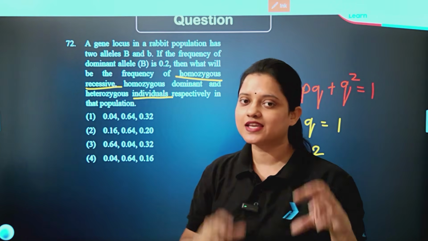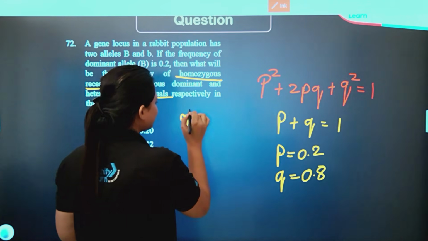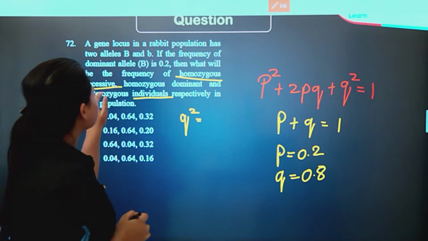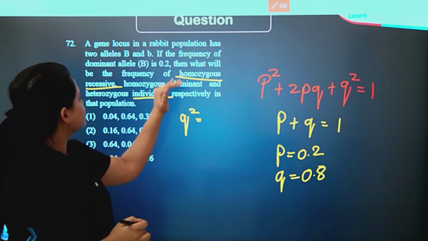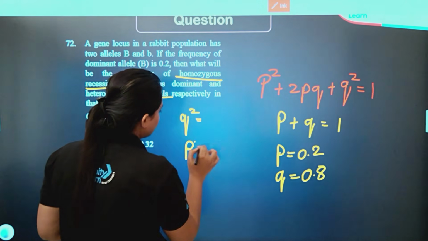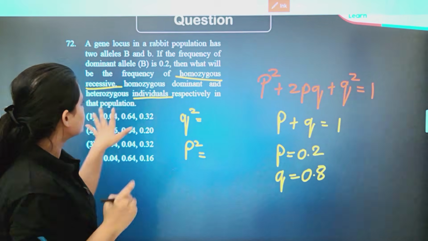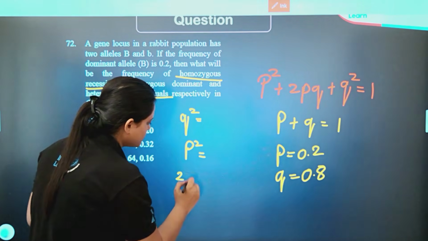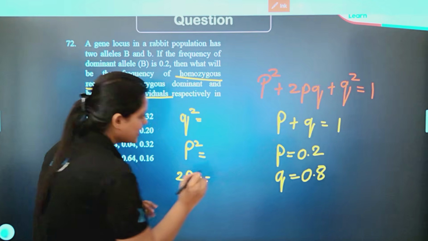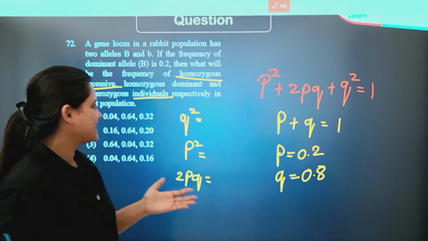That means they are asking q square first. So be careful with what they are asking. Very interesting, right? Then they are asking homozygous dominant. That means then they are asking p square. And then they are asking heterozygous individuals. So it will be 2pq. Okay, so pay attention to the sequence because there is a possibility you might make a mistake.